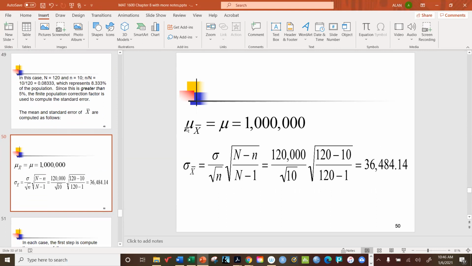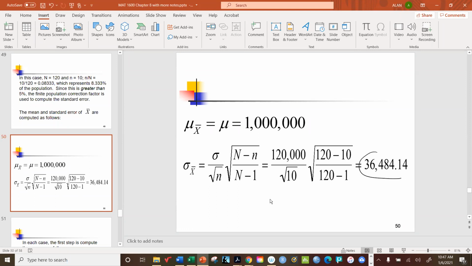So now mu x bar is always just equal to the population mean. Here, I plugged in all the numbers. The population standard deviation was 120,000. The sample size was 10. The population size is 120. The sample size is 10 again. So while this is a fairly messy calculation, when you're done, you'll see that your standard error is here.